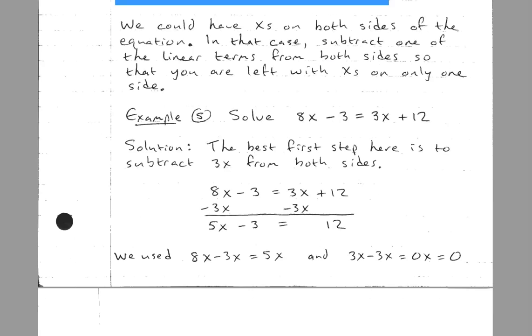Okay, so for example here, now you can see we have x's on the left and on the right. 8x here, 3x here. So one thing we can do is we can subtract 3x from both sides. And why is that good? Well, so 3x minus 3x, what's that? Well, 3 minus 3 is 0, so that's 0x, that's just 0. So 3x minus 3x is 0, cancels.